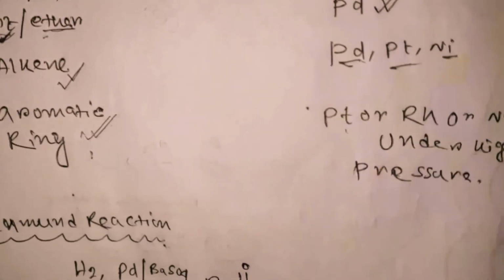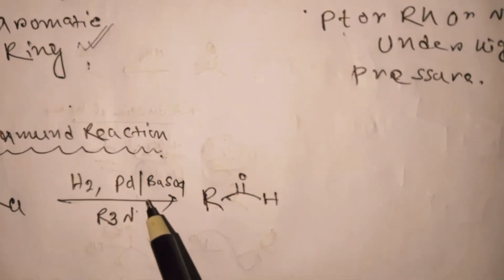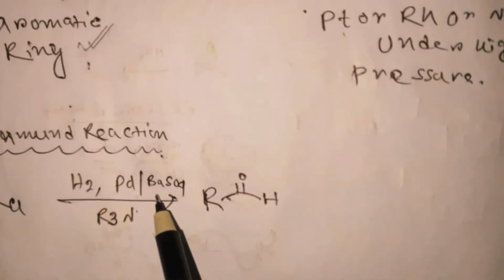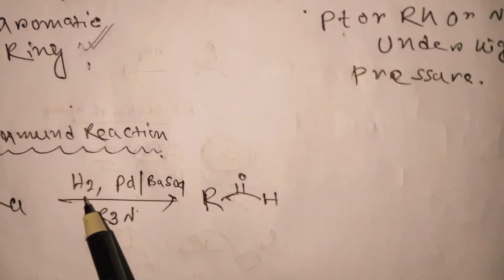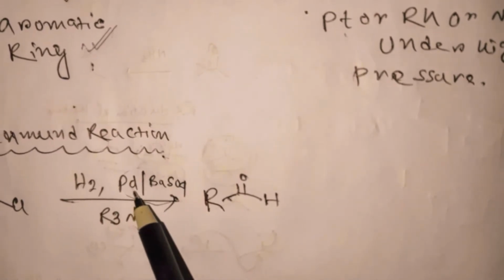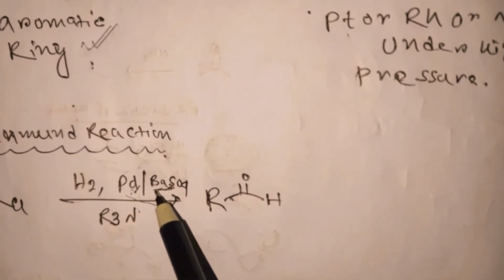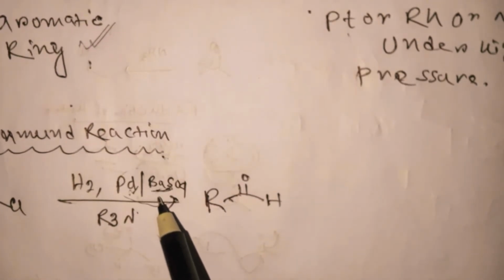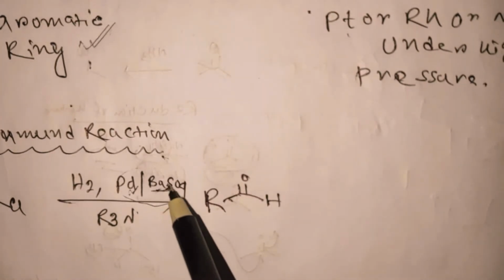Okay, next is the Rosenmund reaction. This is the reduction of acyl chloride. Here palladium barium sulfate is used, and hydrogen gas is used. Palladium is the catalyst, and barium sulfate has a specific role, but I forgot it. Okay, I will tell it in the next part of the video.